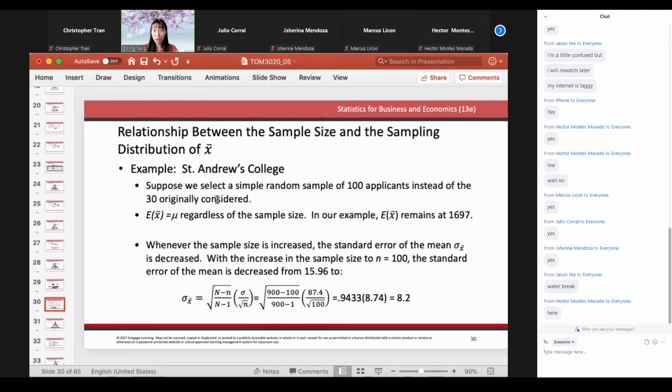So how can we enhance our estimation? Like I said, 30 is too small of a sample. So let's select a larger sample. Select a sample of 100 applicants out of the 900. So now we have more than 10% as our sample. That's a decent sample. With that, and also this finite population correction factor, now the denominator is calculated in this manner and is changed to 8.2.